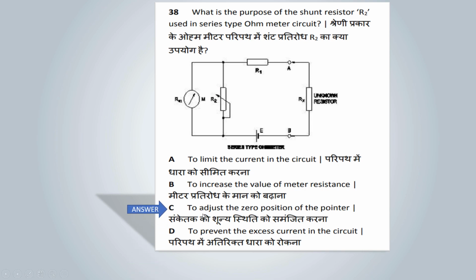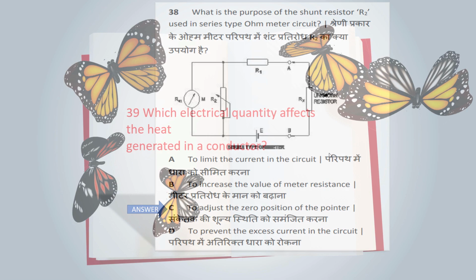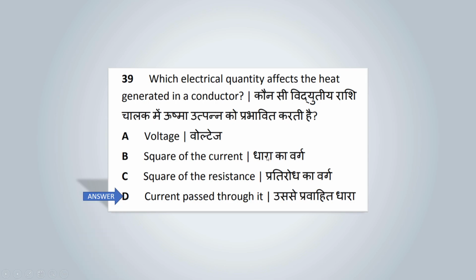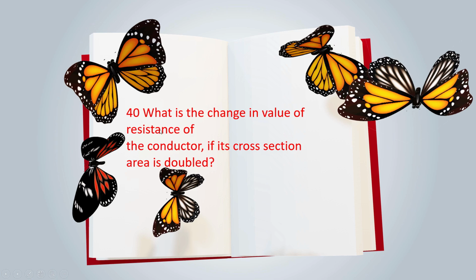Which electrical quantity affects the heat generated in a conductor? The answer is square of the current. What is the change in value of the resistance of the conductor if its cross-section area is doubled? The answer is decreases 2 times.